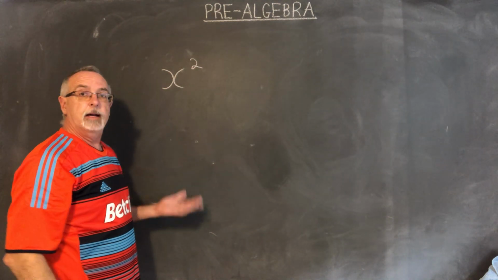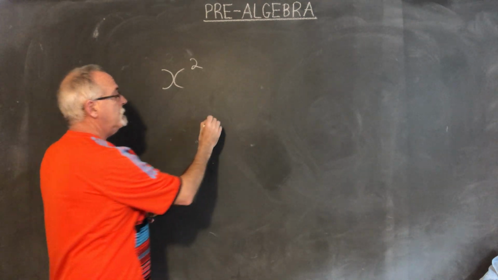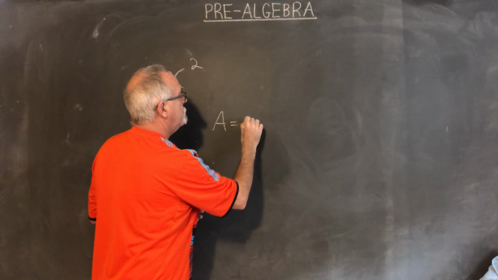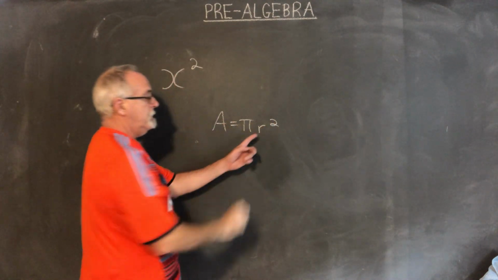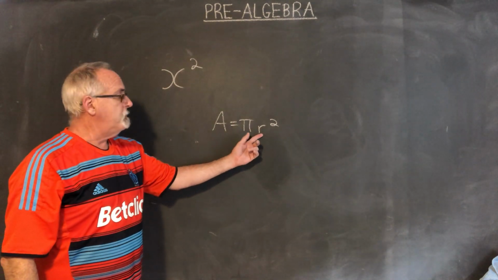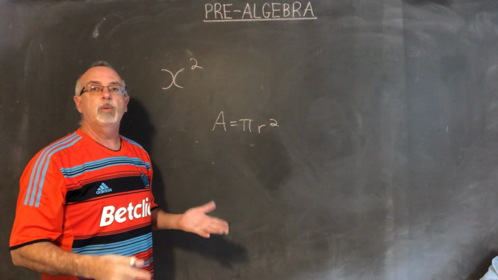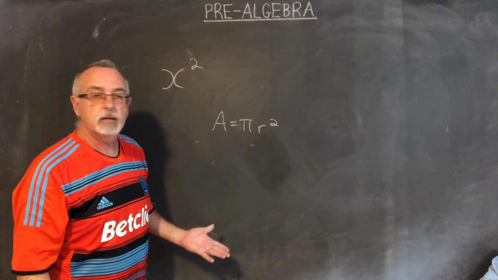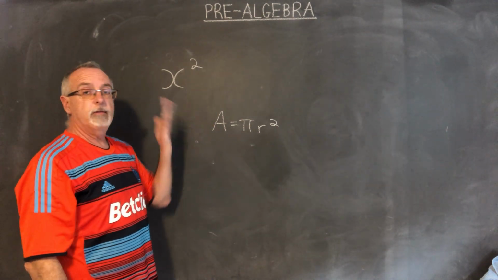Can I do this? Yes. We saw area is equal to pi r squared. R is a variable. We choose the letter r when we want it to denote the length of a radius. So r squared, not very different from x squared.